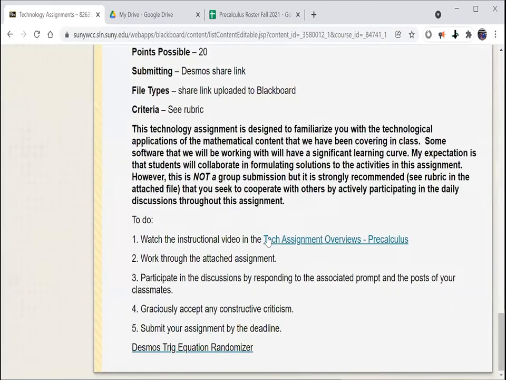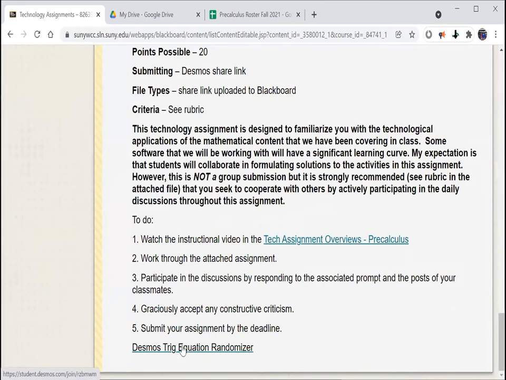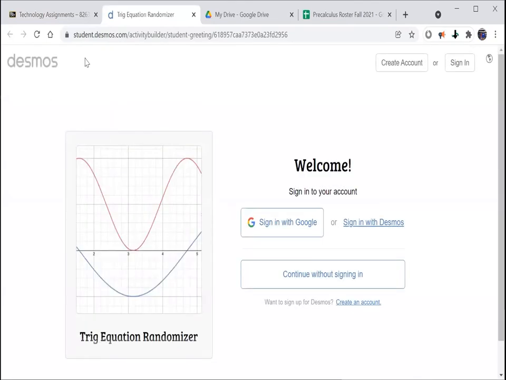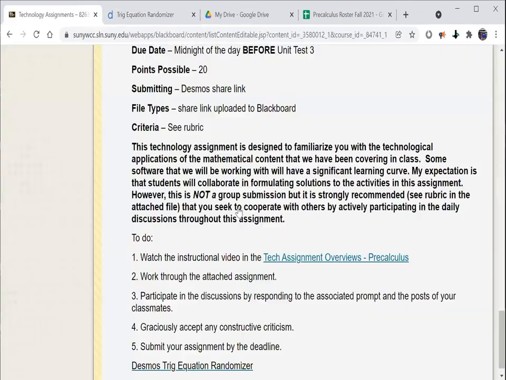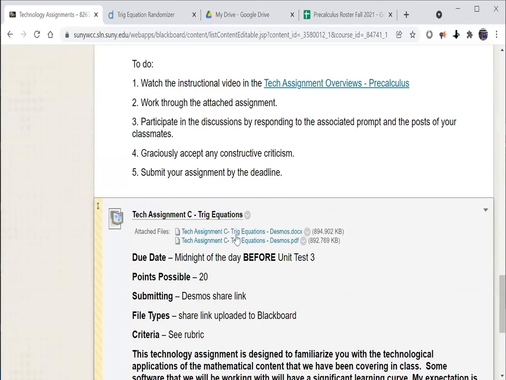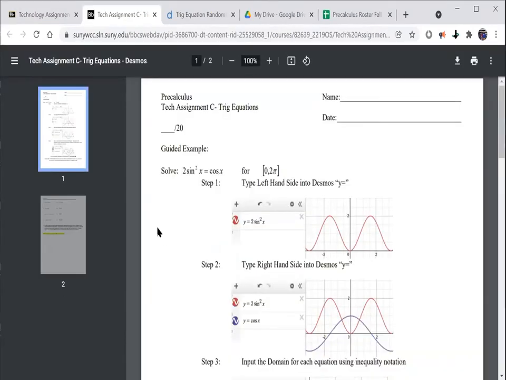Everything on this page is pretty straightforward, but there is one thing here, a Desmos trig equation randomizer, which you'll click on, and you'll see that there is a randomizer. All right, and I'll show you what you're going to do with that in a minute. We go back to the assignment, actually open it. I'll do the PDF version.